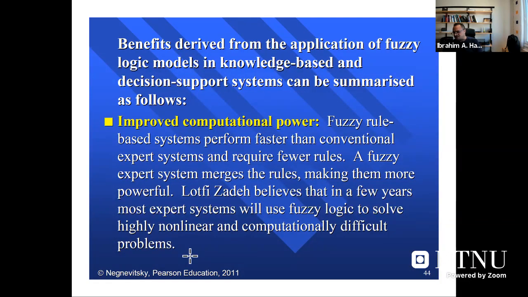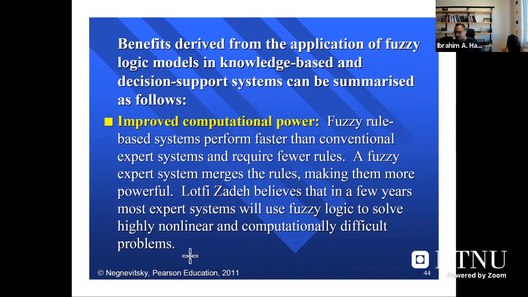So fuzzy rule-based systems perform faster than conventional expert systems. I mean, we have this expert system shell. They have been developing software and platforms for developing expert systems. So they built this expert system shell. It was expensive, and you needed to buy it. And after that, you needed to extract your rules from the domain expert and implement them in your system. So now your system can work.